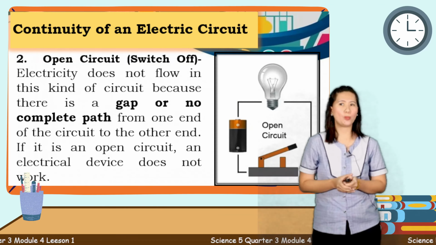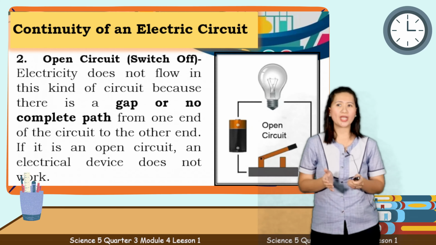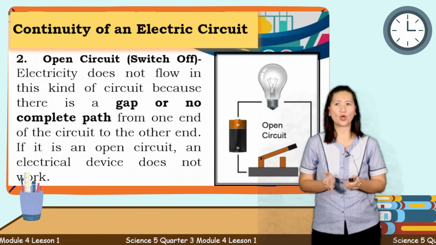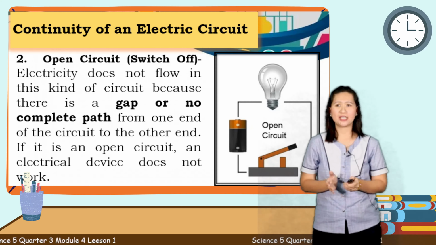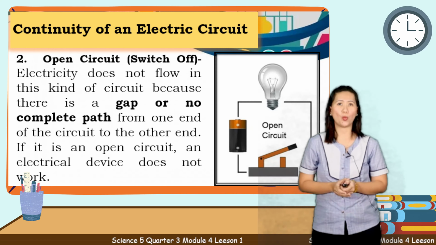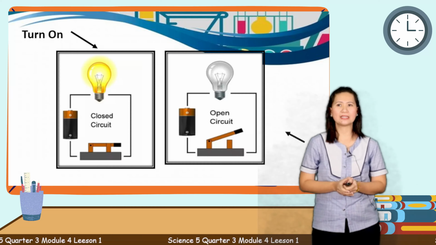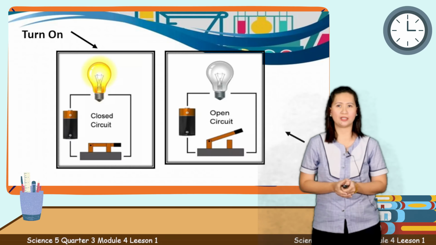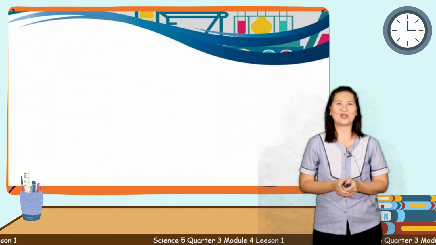Number two, open circuit, which is switched off. Electricity does not flow in this kind of circuit because there is a gap or no complete path from one end of the circuit to the other end. If it is an open circuit, an electrical device does not work. So again, if you turn on the switch, the kind of circuit is closed circuit. If you turn off the switch, the kind of circuit is open circuit.